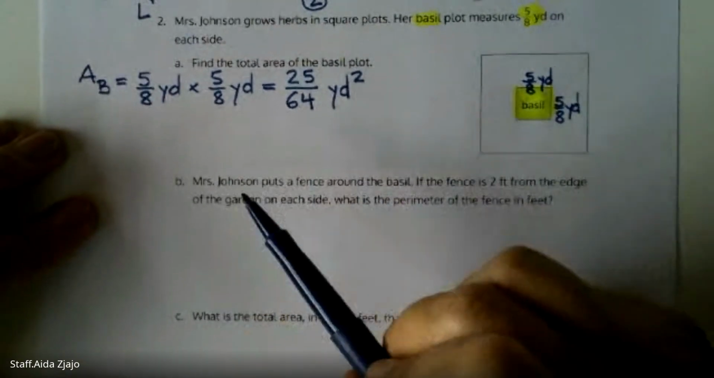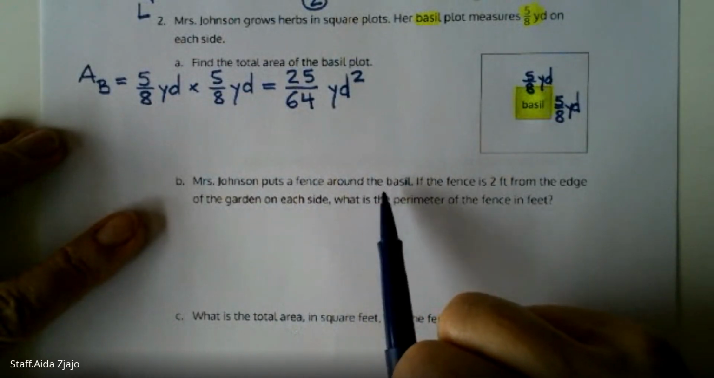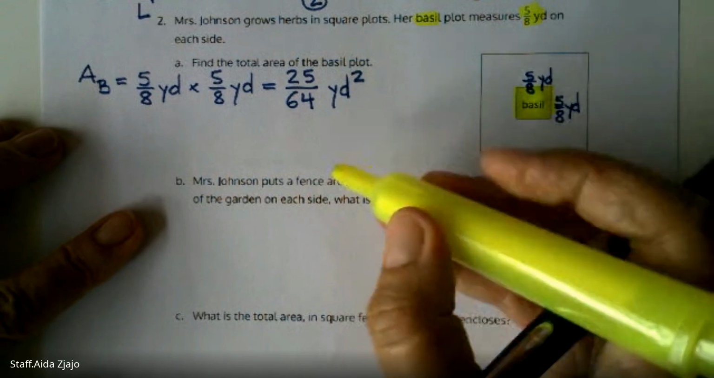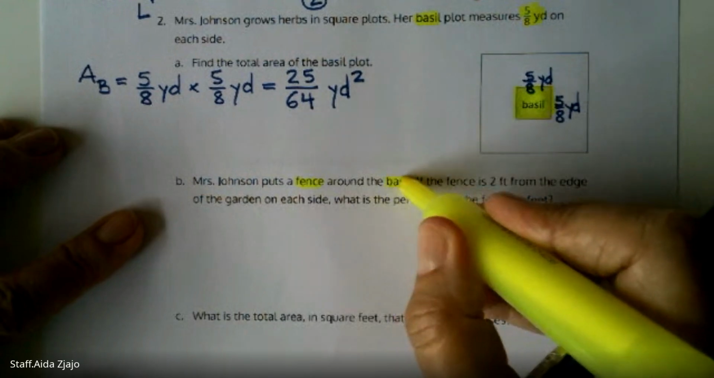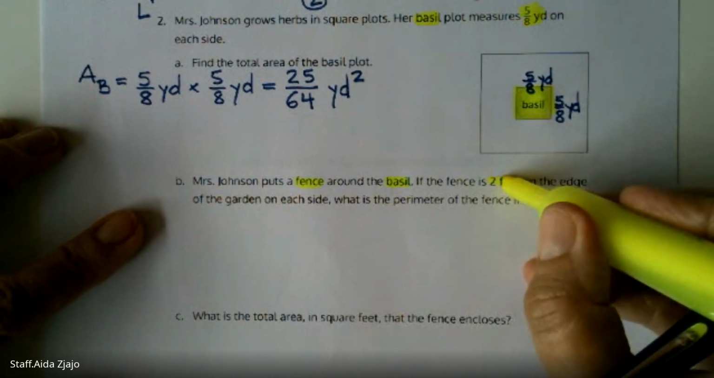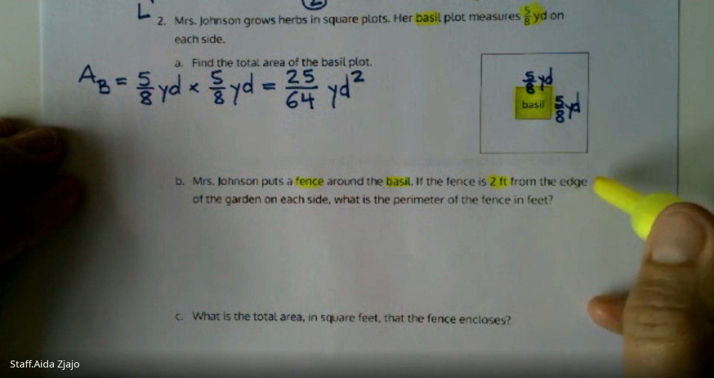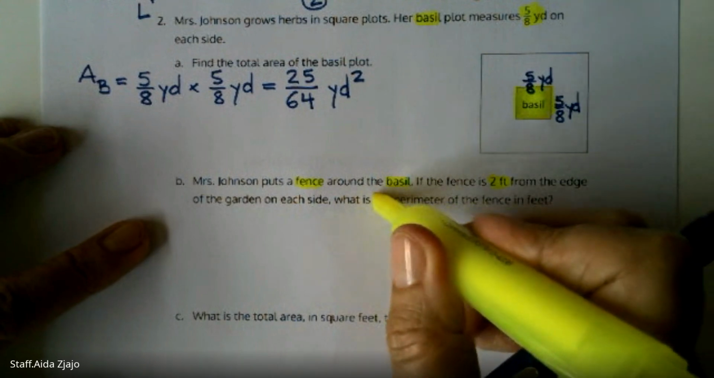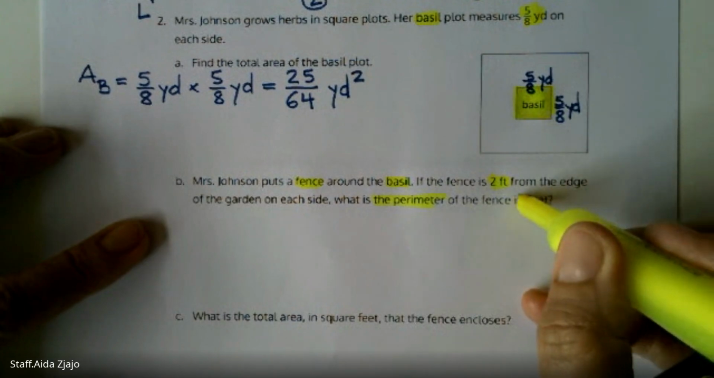Now I am going to do B. It says Mrs. Johnson puts a fence around the basil. If the fence is 2 feet from the edge of the garden on each side, what is the perimeter of the fence in feet?